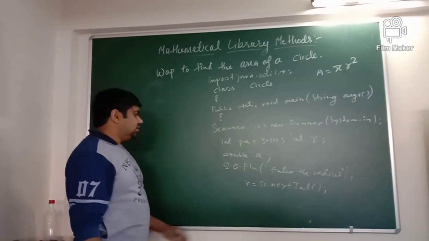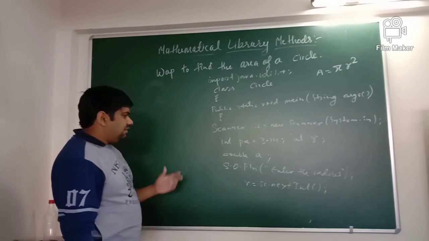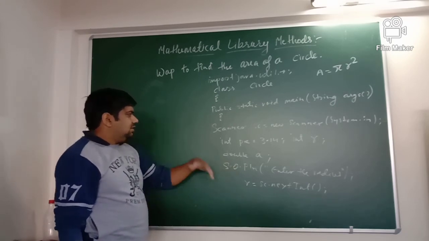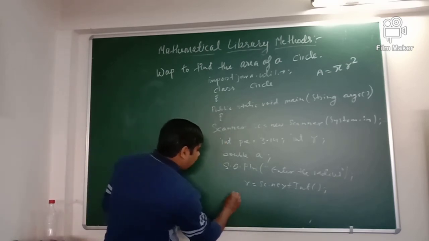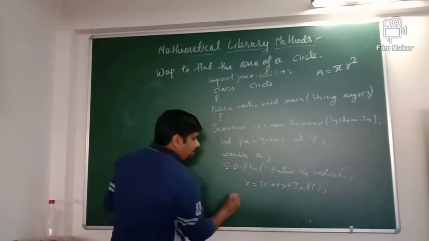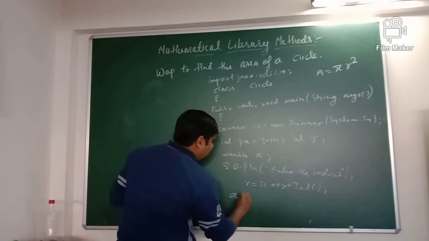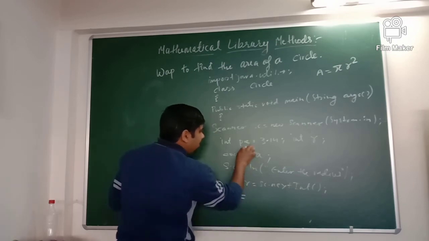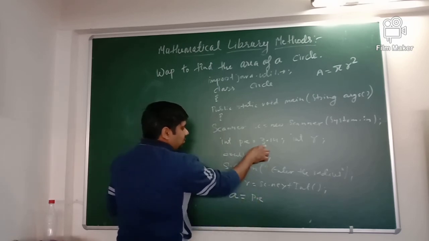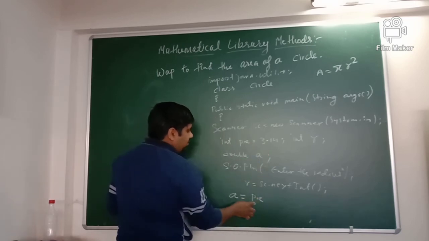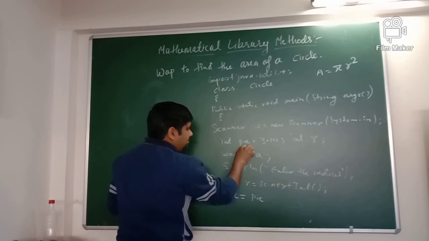Next, we have got the radius. Now the very important thing is to find the area. We know A will be storing the value of area, so write A equals pi. The value will be taken from this automatically. We just don't need to write 3.14. It will be taken from pi itself.